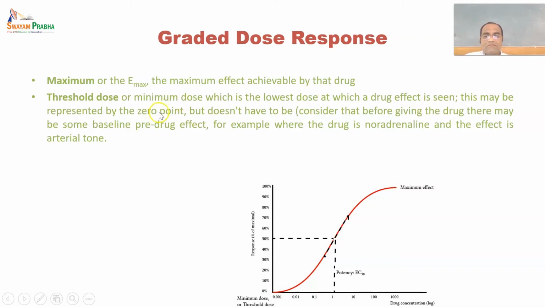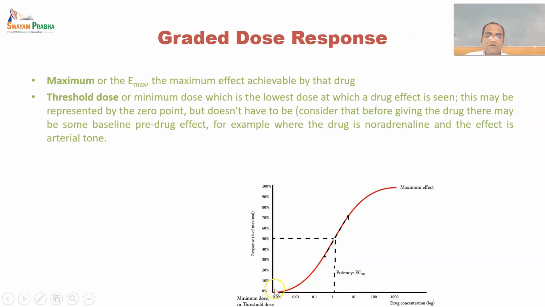This may be represented by the 0 point, but it doesn't have to be. Consider that before giving a drug, there may be some baseline pre-drug effect, for example, when the drug is noradrenaline and the effect is arterial tone. This point is nothing but the minimum dose, where a drug molecule shows an effect at some concentration.